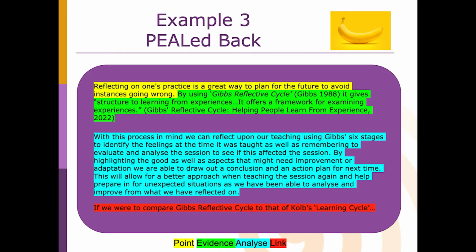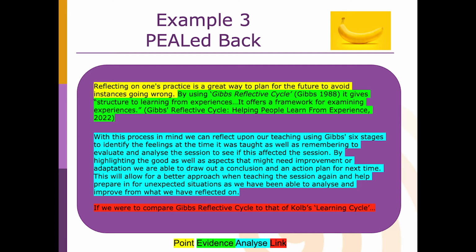Evidence. Here we're going to see a quote. "By using Gibbs' reflective cycle, Gibbs 1988, it gives structure to learning from evidence, ..." Now this ... means that the quote goes on for more than a couple of lines and it's still relevant, but I don't want to include all the quote in it. So I'm going to put these 3 dots to hide the rest of the quote, though it is relevant. And then go on to the next sentence, which makes the sentence carry on. "It offers a framework for examining experiences." Gibbs' reflective cycle, helping people learn from experiences, 2022.